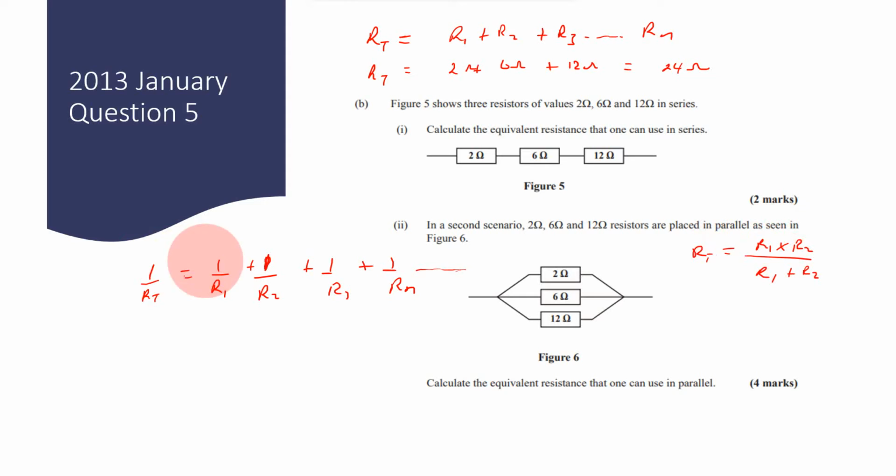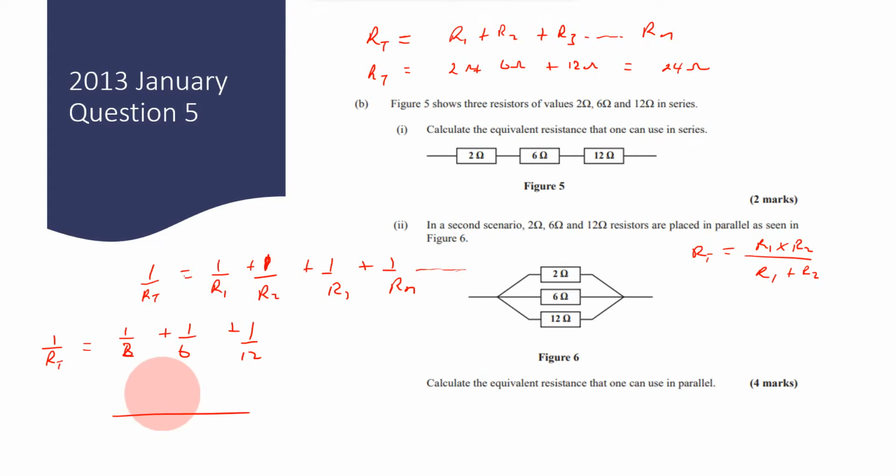So the product would be R1 times R2 divided by the sum of that. Of course, you could still use the other formula to find RT. You just have to find the inverse of the answer. So this is what we're going to do now. 1 upon RT is equal to 1 upon 2 plus 1 upon 6 plus 1 upon 12, right?